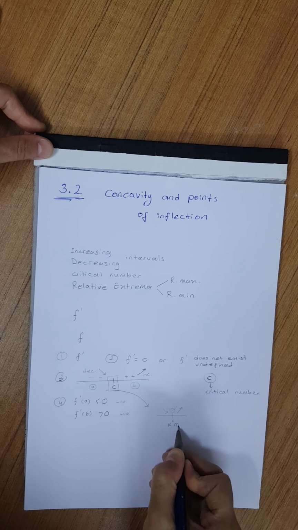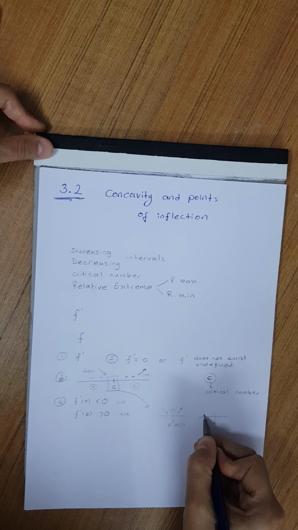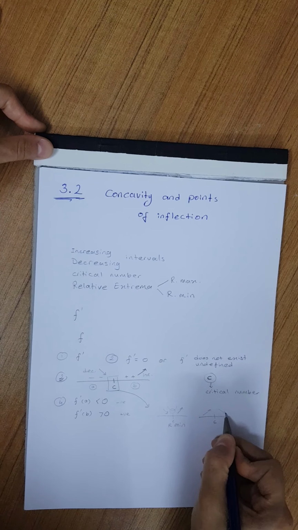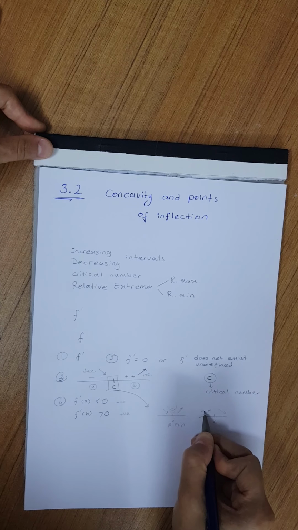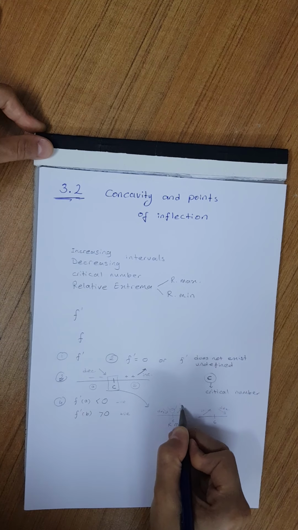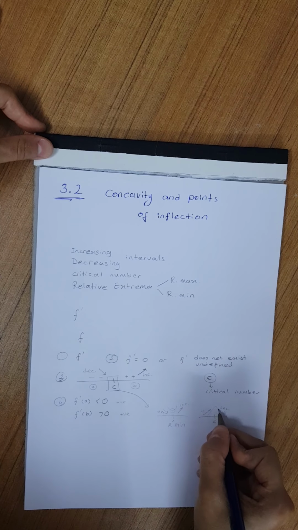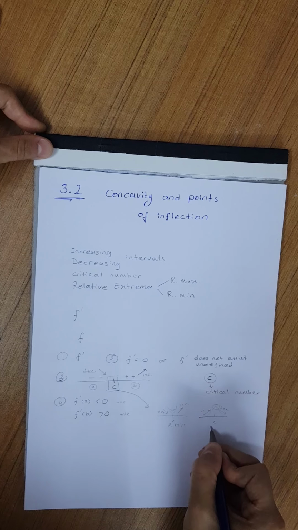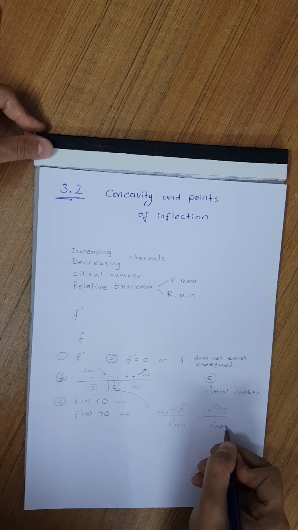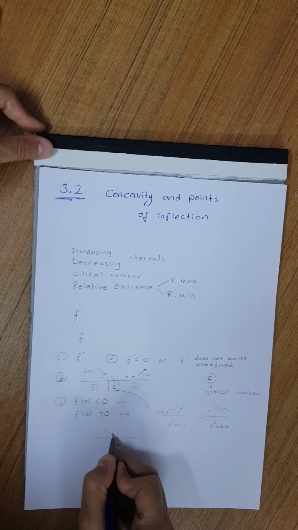It is a relative minimum. If you've got c like that, if here is increasing and here is decreasing, that means on that side it's increasing and then it is falling. So that number is a relative maximum.